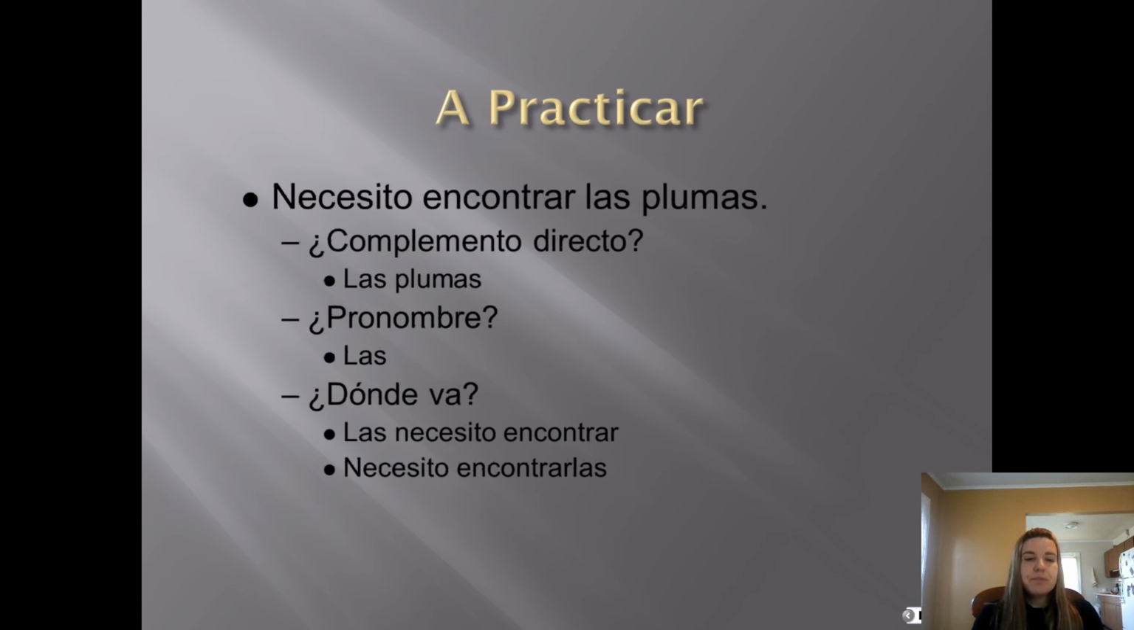Let's look at another one. Necesito encontrar las plumas. ¿Qué necesito encontrar? What do I need to find? Las plumas. So the direct object is las plumas, which is feminine and plural. So the pronoun that we would use is las, and the two places we could put it in the sentence is before the conjugated verb, las necesito encontrar, or tacked onto the second unconjugated verb, necesito encontrarlas. These two sentences mean exactly the same thing, and both are equally common and correct to say. So it's just a personal preference.